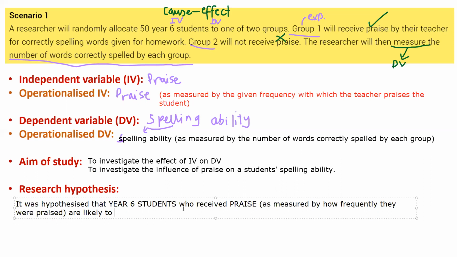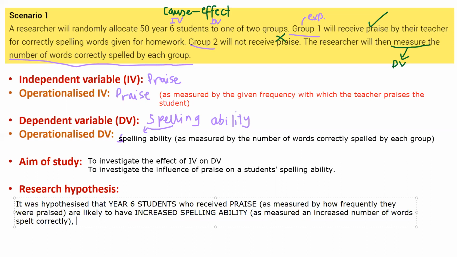And that makes sense, right? You would imagine that if you were constantly telling a student, good work, that positive reinforcement would help the student to improve as compared to putting that student down and making them feel bad. So they are likely to have increased spelling ability. That's a simple DV, as measured by an increased number of words spelled correctly.